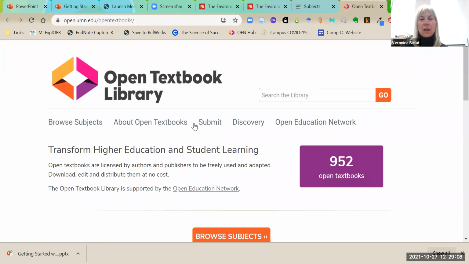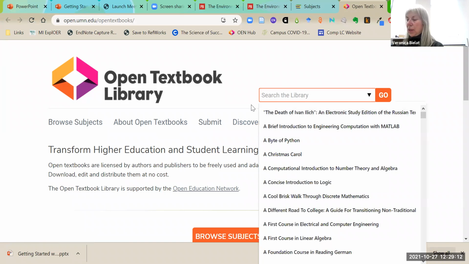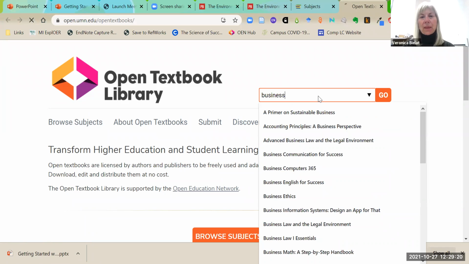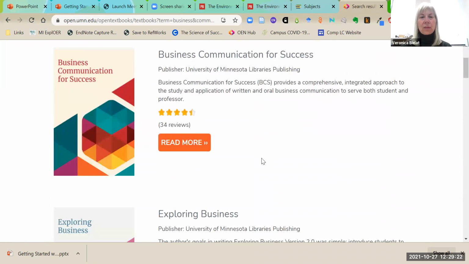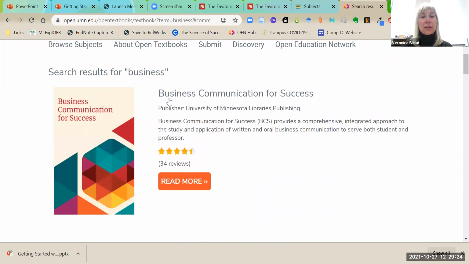So here is the Open Textbook Library. You can see they have 952 books listed now. You can search the library for open textbooks. So, for example, if you wanted to look at a book in business, you could just see the business books that are available. And you can see, for example, here is this business communication book. It has 34 reviews. It's gotten 4.5 stars.